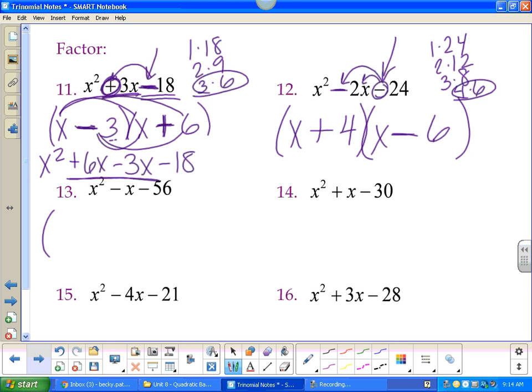Okay, number 13. Going to go x and x. I want the factors of 56 that subtract to give me 1. Well, guys, if two numbers are going to subtract to give you 1, don't they kind of need to be side-by-side numbers? If the difference of them is going to be a 1? So what times what gives me 56? That are side-by-side numbers, so that when I subtract them, I get a 1. And that's 7 times 8. Signs are going to be different. Bigger number gets the first sign.